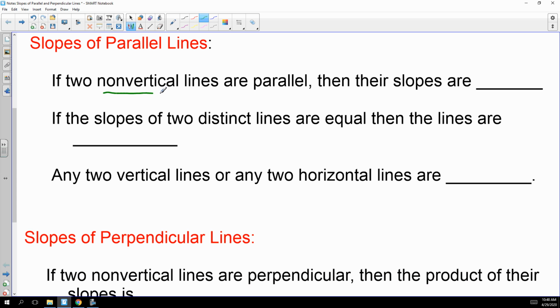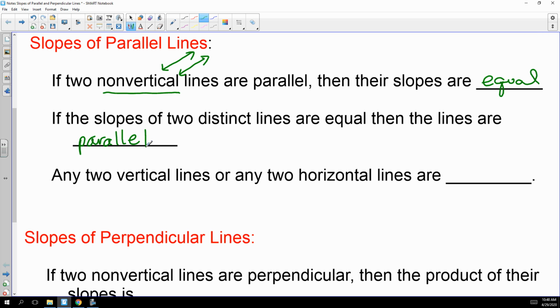If two non-vertical lines are parallel, so we're talking about oblique or diagonal types of lines, then their slopes are equal. Their slopes are the same, okay? This is the converse: if the slopes of two distinct lines are equal, then the lines are parallel. So that's just the converse of the first statement.